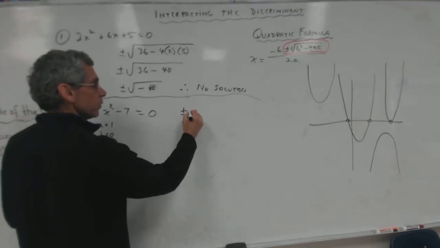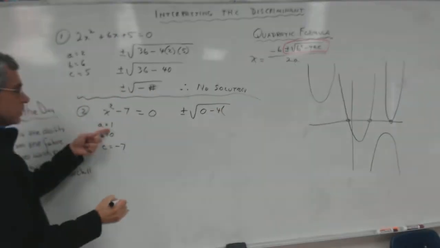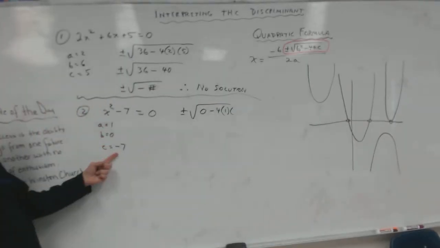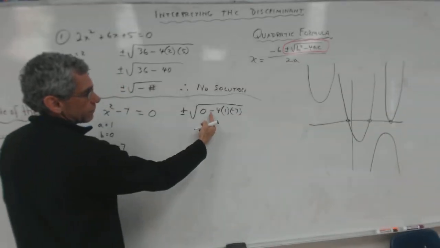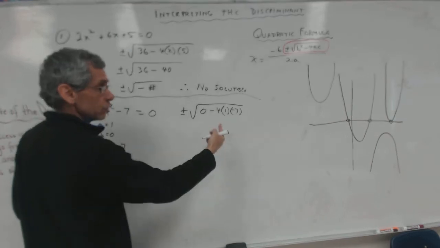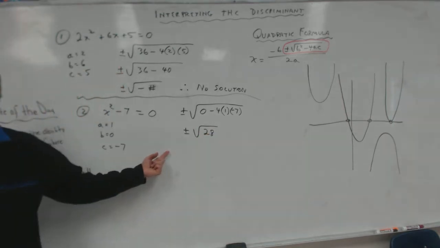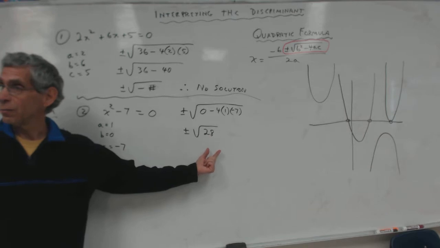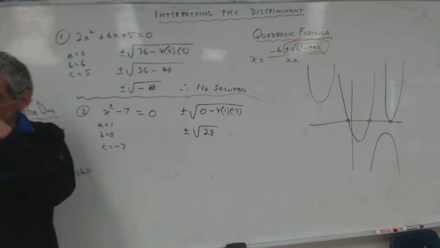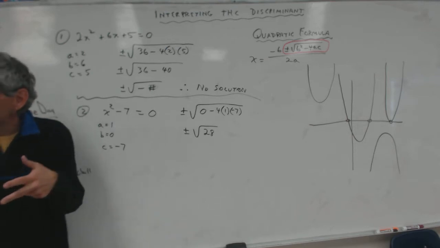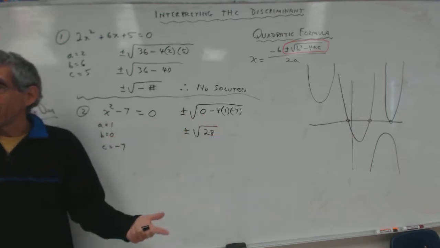So my discriminant is plus or minus the square root of b squared, that's 0, minus 4 times a, which is 1, times c, which is negative 7. All right. So immediately I see negative 4 times negative 7 is positive 28. So suddenly I have plus or minus the square root of 28. It's a positive number, right? So if that number is positive, it will have a square root, right? Every positive number has a square root, right? It may not be a perfect square root. It might be a decimal that goes on forever and ever, but it's still going to have a square root.